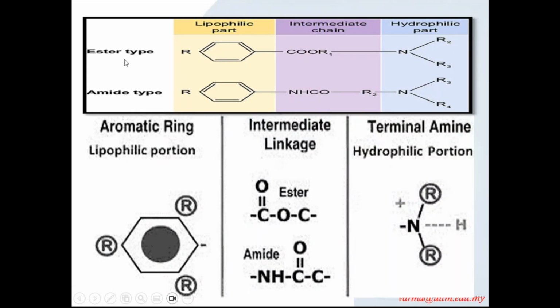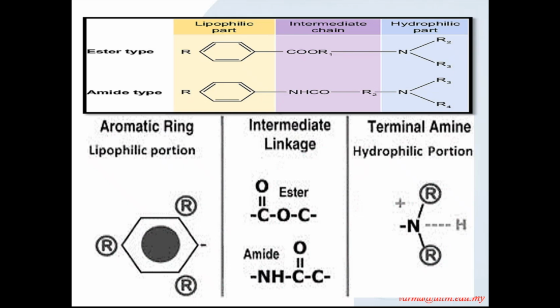What differs between the groups in their structure is the intermediate chain or intermediate linkage, where there will be an ester linkage or amide linkage. You should be able to write this simple structure in your viva or in your SAQ if they ask to classify your LA based on structure. You just have to mention this part, OCOC with the double bond here, and NHCCO with the double bond here, to say which is ester and amide. For the aromatic ring and terminal amine, you can simply mention them; you don't have to mention the lower part. You can draw just like this, which is also acceptable.